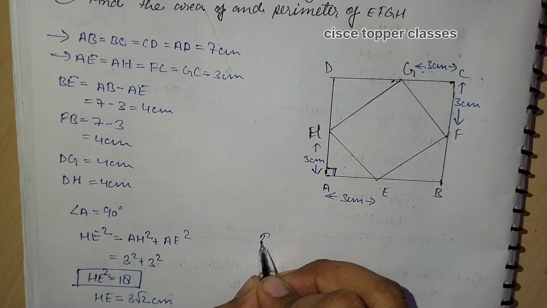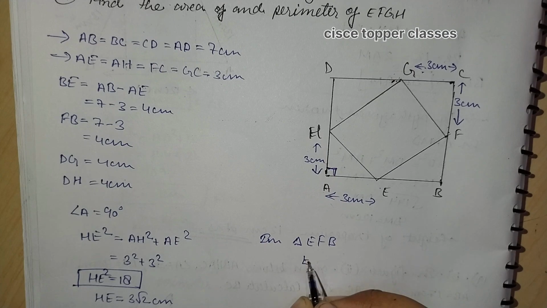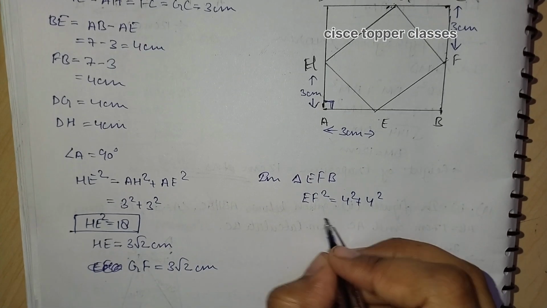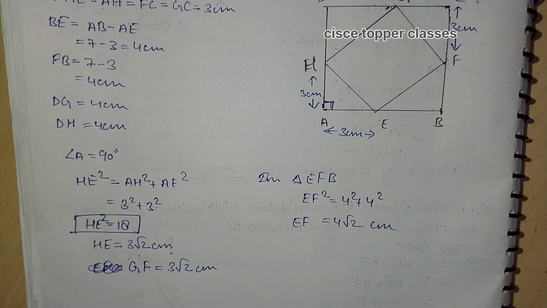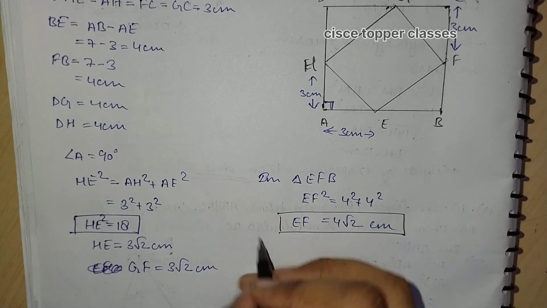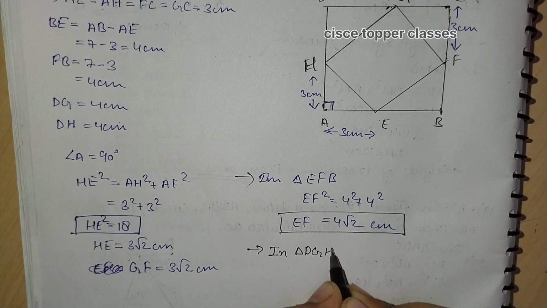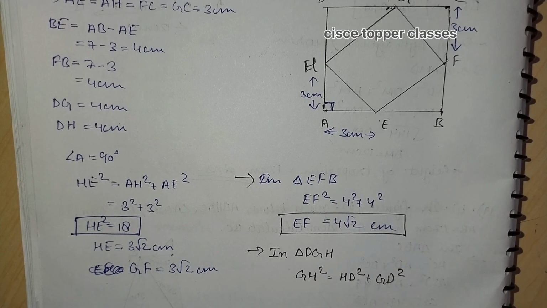So here in triangle EFB, we can write EF square equal to 4 square plus 4 square. This will be 4 under root 2, meaning EF is equal to 4 under root 2 centimeters. Now in triangle DGH, we have GH square is equal to HD square plus GD square. Simply we can write it as 4 square plus 4 square, so GH is 4 under root 2 centimeters.